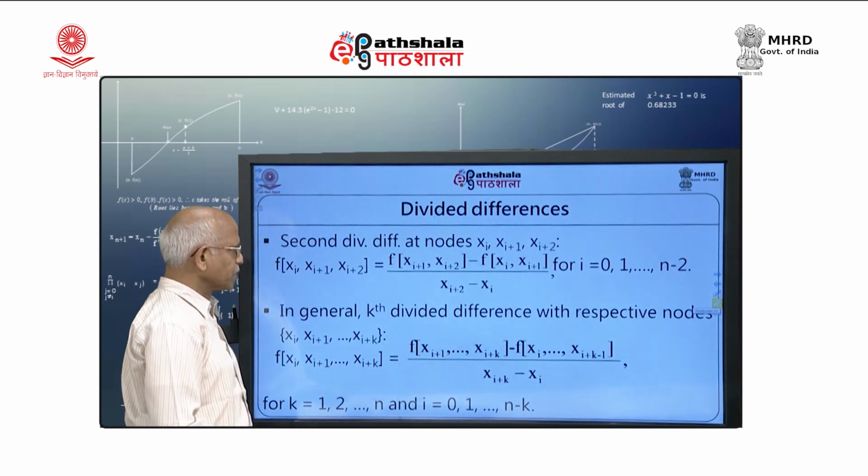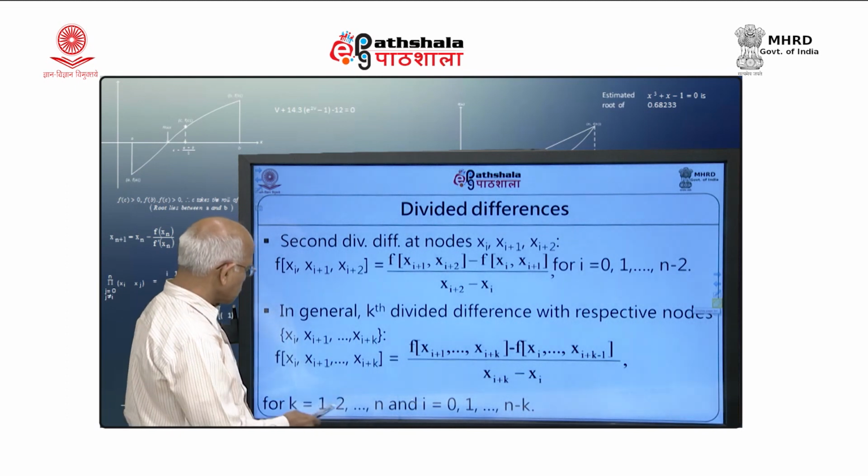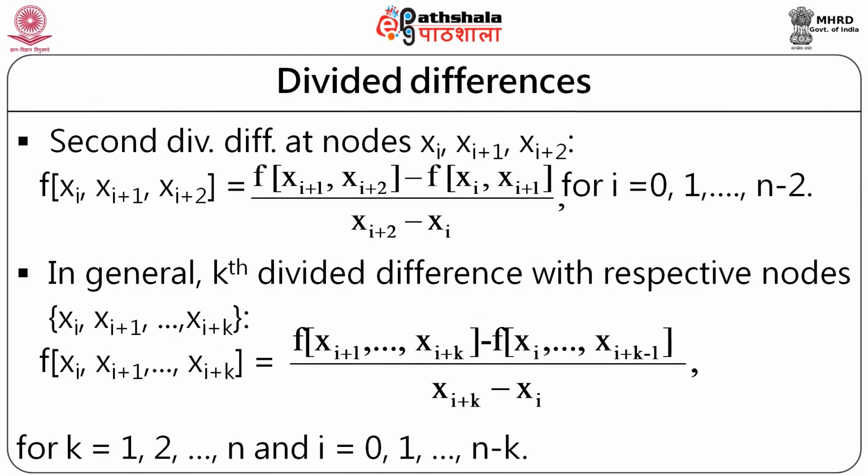In general, the kth divided difference with respect to the nodes x_i up to x_{i+k}. So there will be k plus 1 nodes here, and we will be considering f[x_i, ..., x_{i+k}]. This is the notation for the kth divided difference, and it is obtained in terms of the (k minus 1)th divided differences, because there will be k nodes there, x_{i+1} to x_{i+k}.